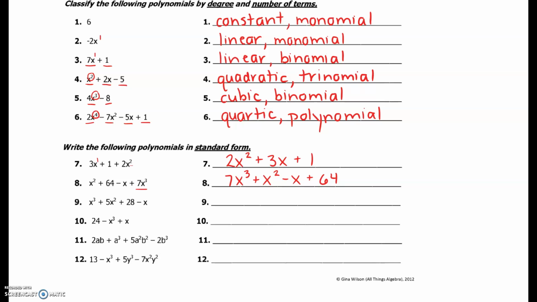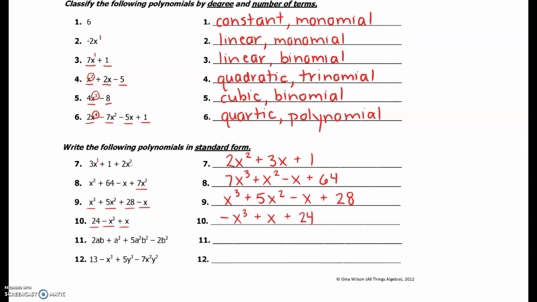In number 9, now this one, you notice the 3 and the 2 are already in order, so you will keep x to the third, 5x to the second, but your x and 28 will need to switch. Minus x, that has a degree of 1, and those constant numbers always come at the end. For number 10, you have negative x to the third plus x plus 24. Notice again, the negatives in front of the x to the third, positive, and 24 is positive, so I kept that with a plus sign.